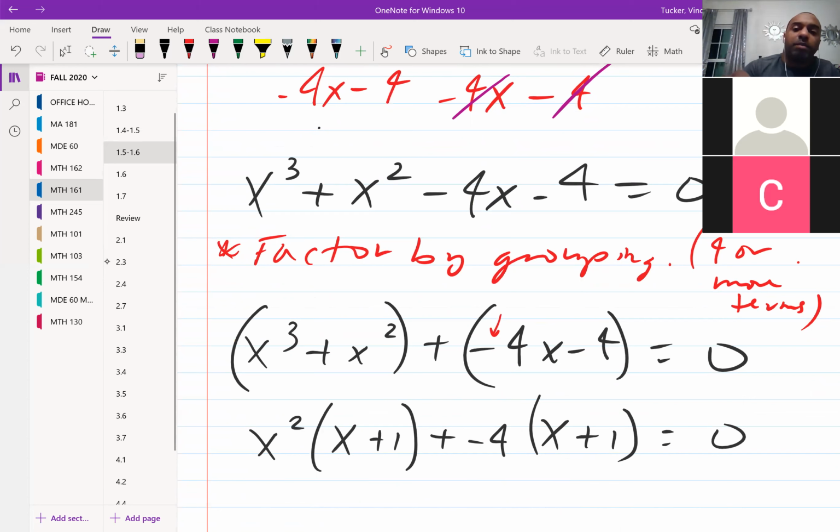Oh, also, I didn't mention, whenever we have a negative or minus in front of that third term, make sure you include it inside of the parentheses. When you take that 4x into the parentheses, make sure that's negative 4x. You don't want to separate that 4 from that minus sign.